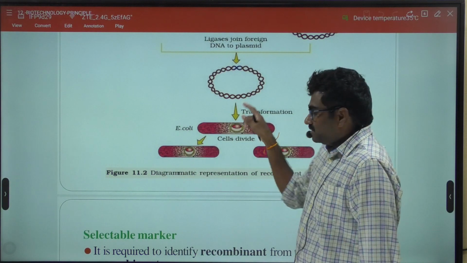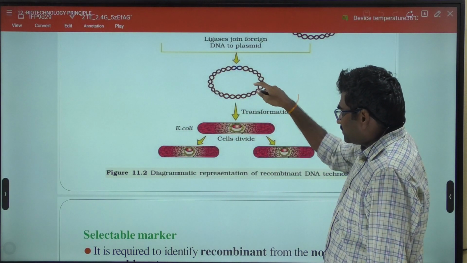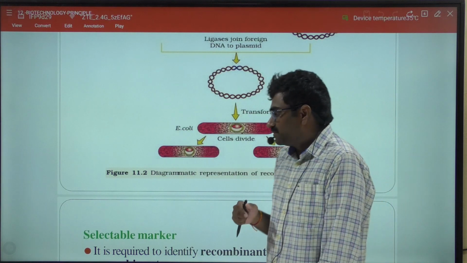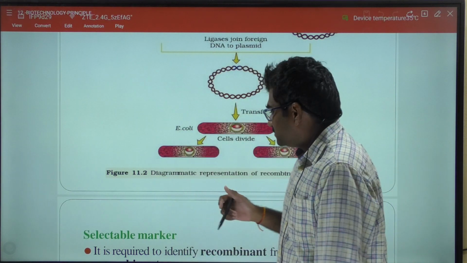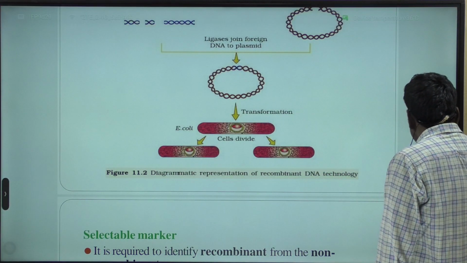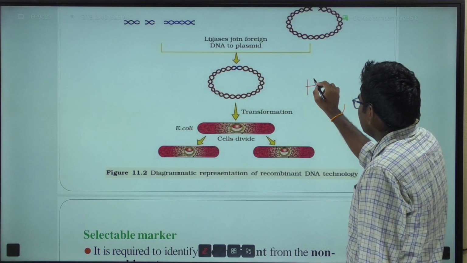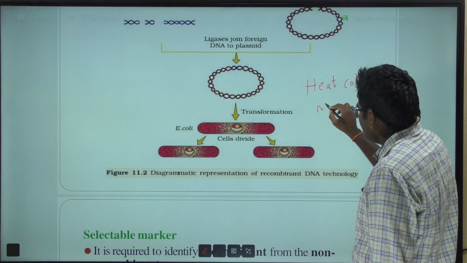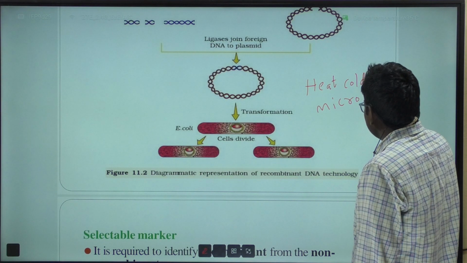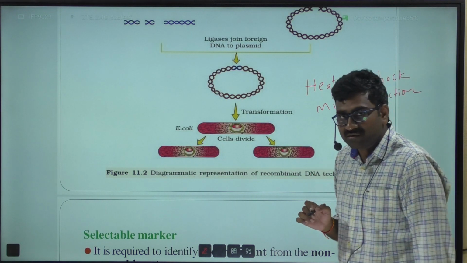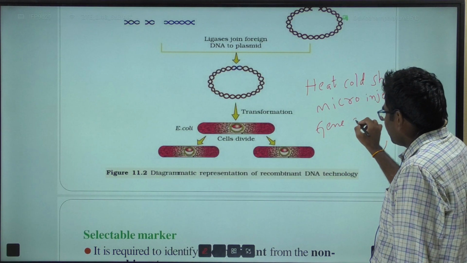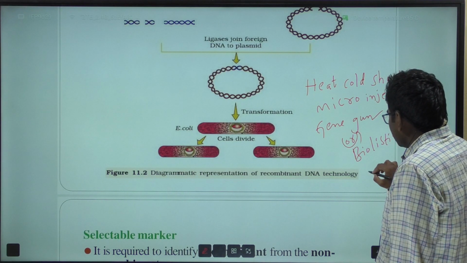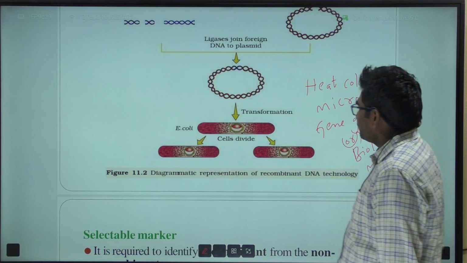So this rDNA must be transformed into the host. To transform it, we have different methods. One is the heat and cold shock method, another method is microinjection, and another one is the biolistic method, also called the gene gun method.